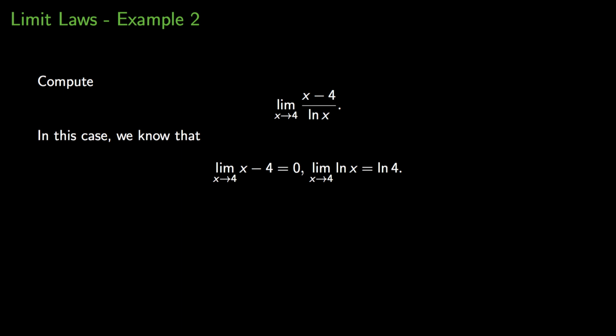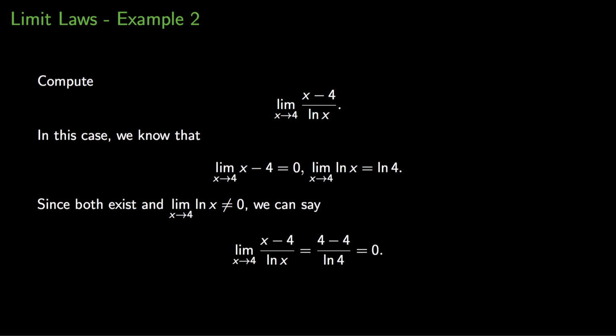But here's the thing. They both exist, and the denominator limit is not equal to 0. And that's great. That means that the limit law actually applies here, and I can say that the limit as x approaches 4 is 0 divided by ln of 4, or just 0.